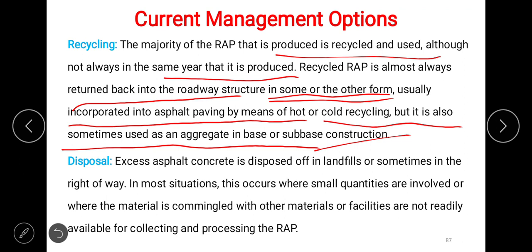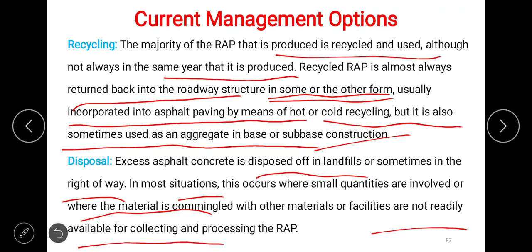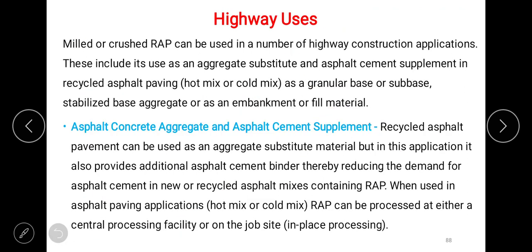Disposal. Excess asphalt concrete is disposed of in landfills or sometimes in the right of way. In most situations, this occurs where small quantities are involved or where the material is commingled with other materials or facilities are not readily available for collecting and processing the RAP. In such circumstances only, disposal is opted, and it can be disposed in landfills or sometimes in the right of way.